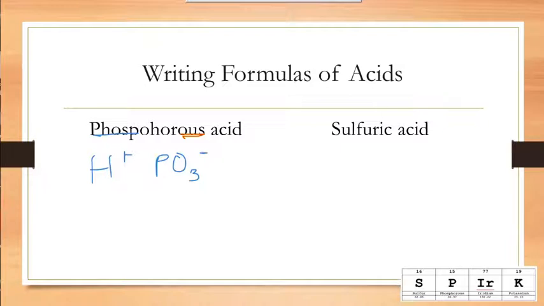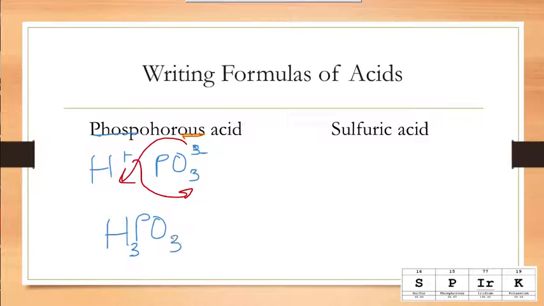So we're going to crisscross those charges. Sorry guys, I just realized even I make mistakes. Of course, as you know, the phosphite ion is PO3 3 minus, not just 1 minus. So we're going to crisscross our charges, a +1 and a 3 minus, and we are going to write the formula H3PO3, phosphorus acid. So now we want to look at sulfuric acid.